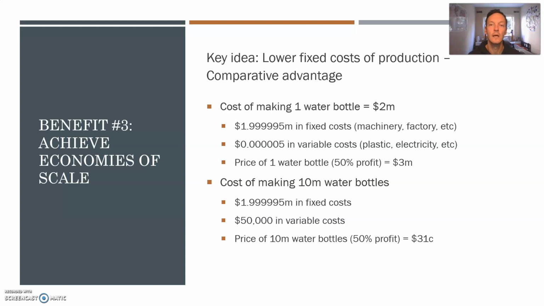So having a larger market to sell to, with international trade, I've got the whole world I can now sell my water bottles to, more than just the 25 million people that live in Australia. And so as a result, my fixed costs per unit fall. I can then pass on those cost savings and achieve economies of scale.